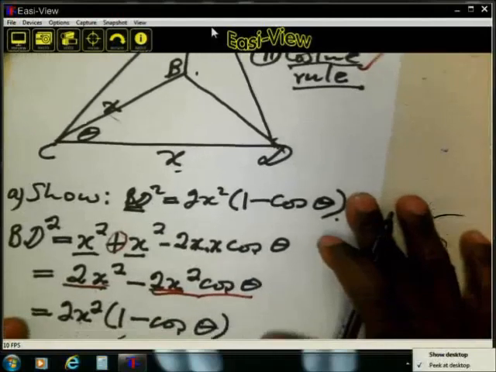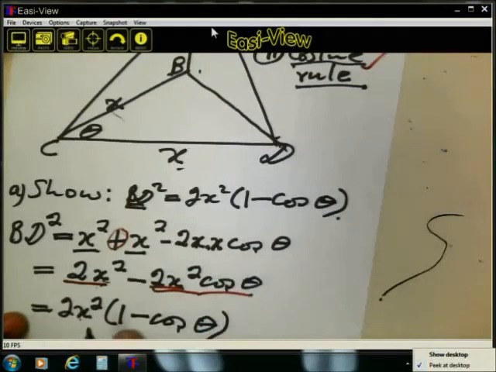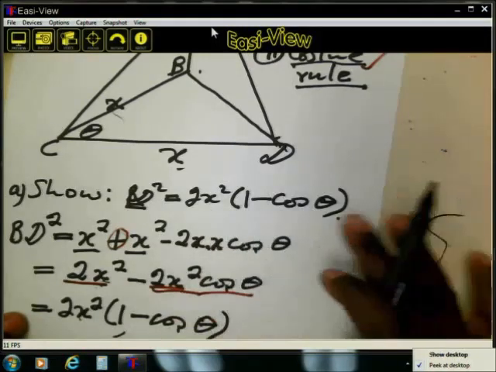If time permitted, we would then go to a question that requires us to use the area rule. But anyway, I'm sure you get the picture.